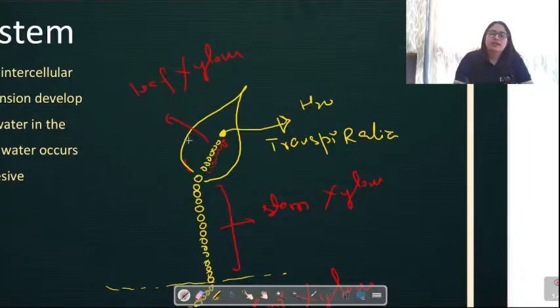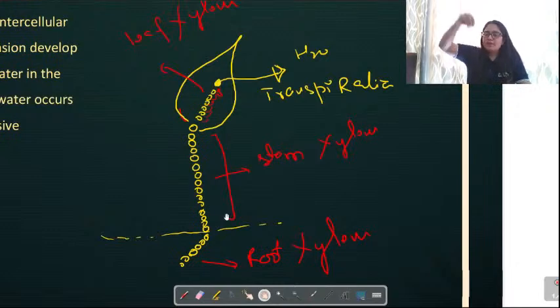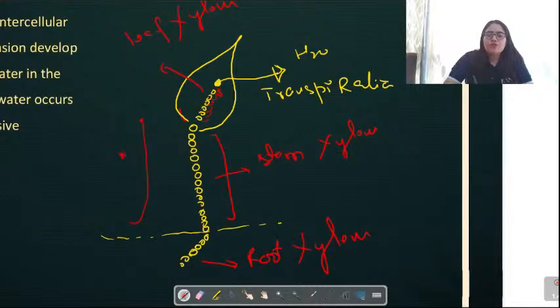So this negative pressure gradient, or this decrease in free energy of the water molecules, occurs because the free water molecules are escaping in the form of water vapors. Tension will be created in the leaf, and this tension will be transported into the stem xylem. Similarly, this tension will be transported into the root xylem, and because of this tension reaching the root xylem, the water will be pulled up. There will be mass flow of water.